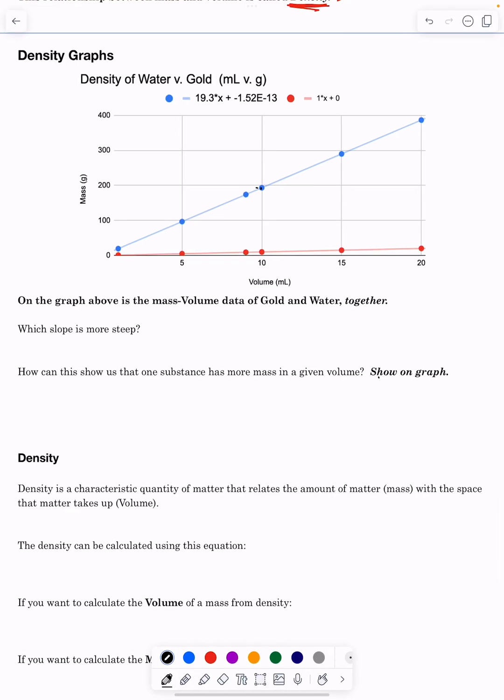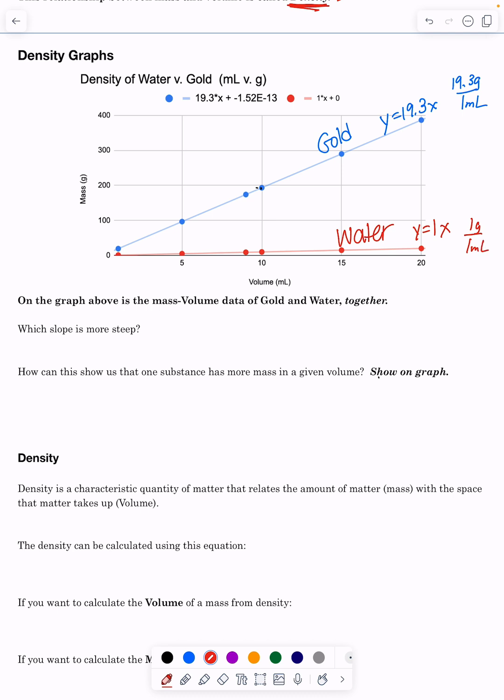All right, hey chemists, in this next video lecture, we're going to be talking about density graphs and density. On the graph above is the mass versus volume of gold and water. Might be hard to see, but this top graph is gold, that's in blue, and this bottom graph is water. Don't forget that water, its slope is 1x. Gold, its slope is 19.3x. This means 19.3 grams for every 1 milliliter. This means 1 gram for every 1 milliliter.